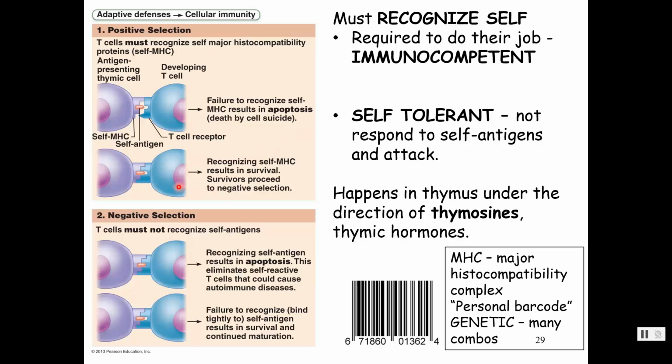Once those cells recognize self, the second thing is called negative selection. Then these cells are going to be presented with self-antigen, so self-proteins. And if they bind to that self-antigen and recognize it, then they die. Zip, you're out of here. Because that means they would mount an immune response against self. So they have to recognize the barcode, recognize you from something foreign, but not get too super excited by it to where they would mount an immune response. So failure to recognize self-antigens results in survival and continued maturation.